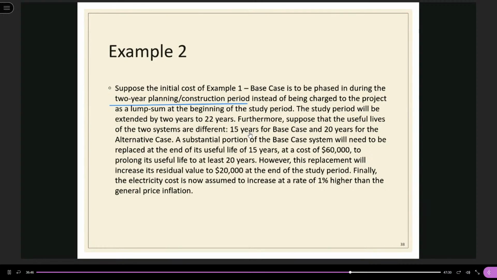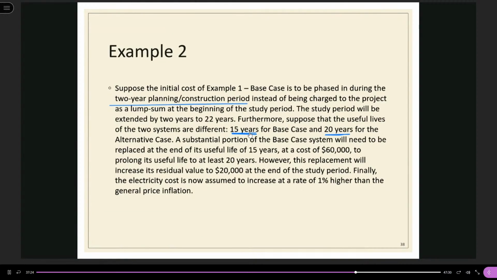Furthermore, suppose the useful lives of the two systems are different. Okay, for the conventional case, for the base case, the useful life is only 15 years. But for the energy saving system, it lasts longer, okay, 20 years for the alternative. A substantial portion of the base case system will need to be replaced at the end of its useful life, 15 years, at a cost of $60,000, to prolong its useful life to at least 20 years.